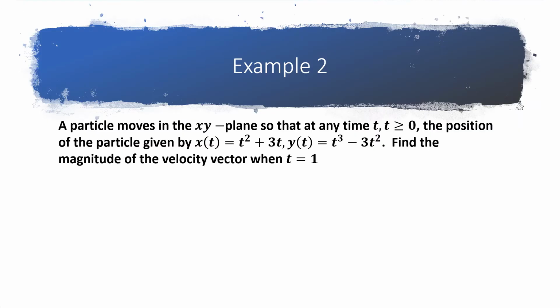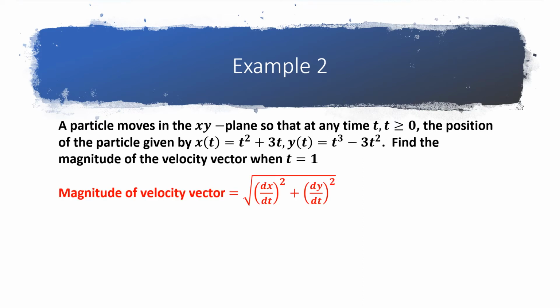Alright, example 2 says a particle is moving in the xy plane, so that at any time t greater than or equal to 0, the position of the particle is given by x of t equals t squared plus 3t, and y of t equals t cubed minus 3t squared. Find the magnitude of the velocity vector when t equals 1.